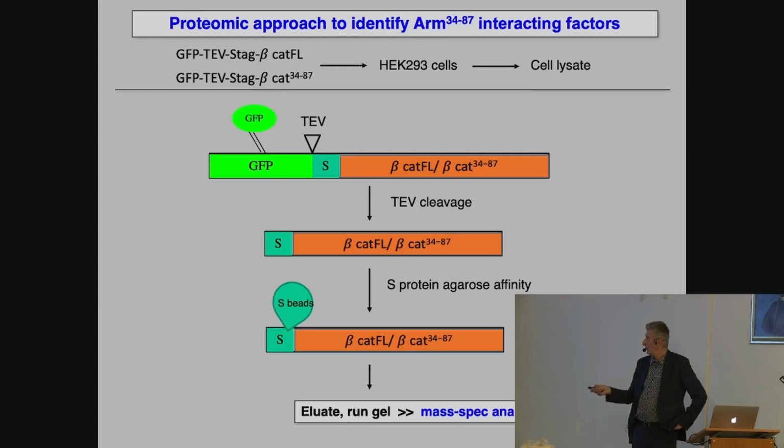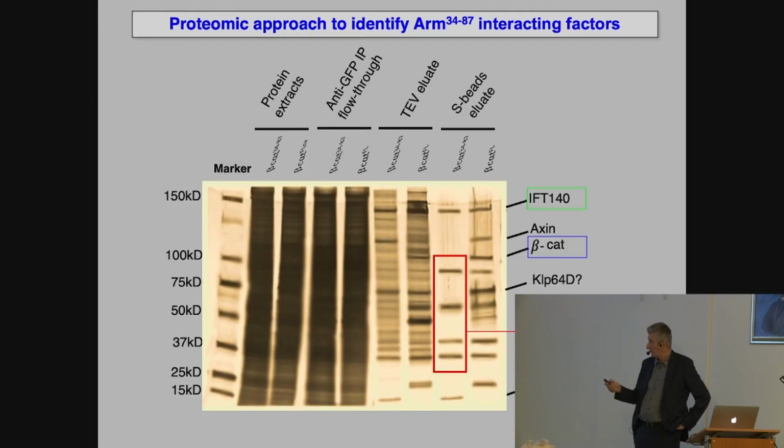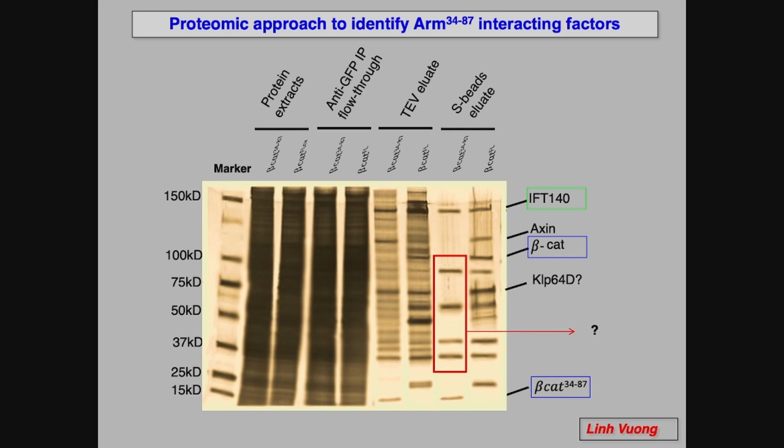The second question was, are there other proteins that bind? So we used the easy, classical TAP-tag analysis where you have two-step purification. And this just shows one gel. Lynn has done this several times, many times actually. So this is the fragment. This is full-length beta-catenin. This is the original protein extract, first run-through, eluate, etc.